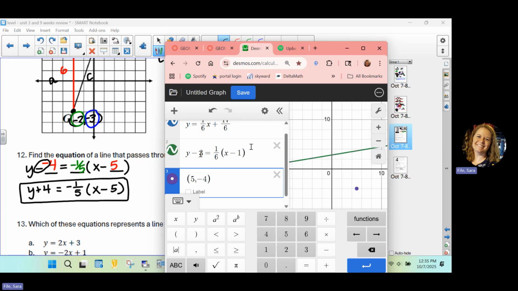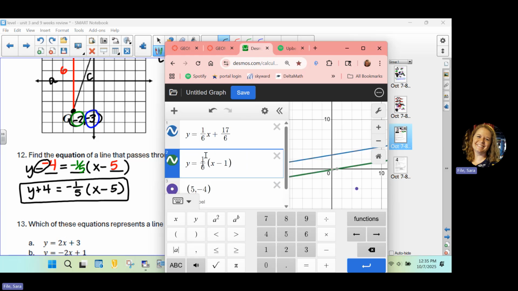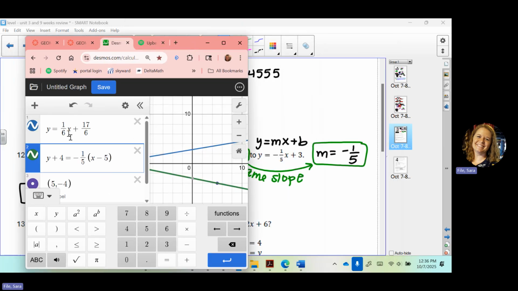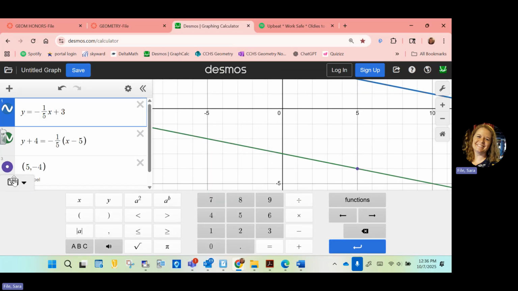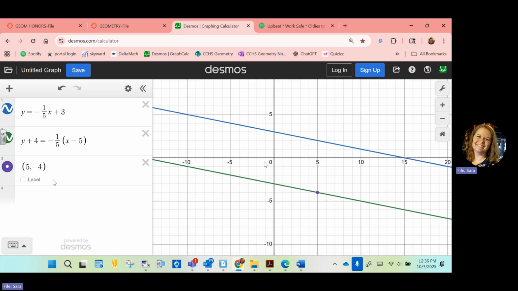Okay, and then the equation I came up with, or this could be your answer choice that you're checking, is y plus 4 times -1/5 x, or 1/5 times x minus 5. And then your original equation that you were trying to be parallel to is y equals -1/5 x plus 3. So here's what I mean when I say I put the original equation in blue, I put the point we want to go through, and then I put the answer choices.